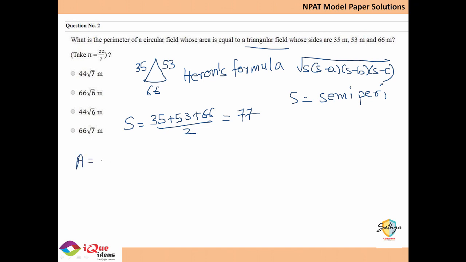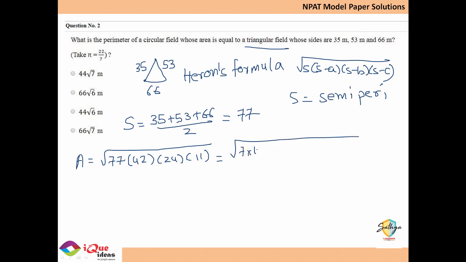So putting the formula, I get the area of the triangle will be under root of S into S minus A, that is 42, into S minus B, 24, into S minus C, that is 11. Now instead of multiplying it, because I have to find the square root, I'll find the factors. So 77 becomes 7 into 11, then 42 is nothing but 7 into 6, 24 is 6 into 4, and I have got my 11. So 2 times 7, 2 times 11, 2 times 6 and 1 2. So that means 7 into 11 into 6 into 2.